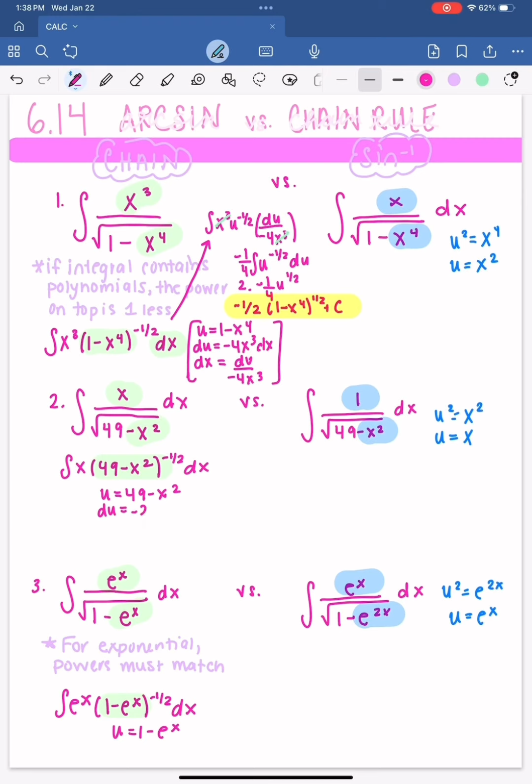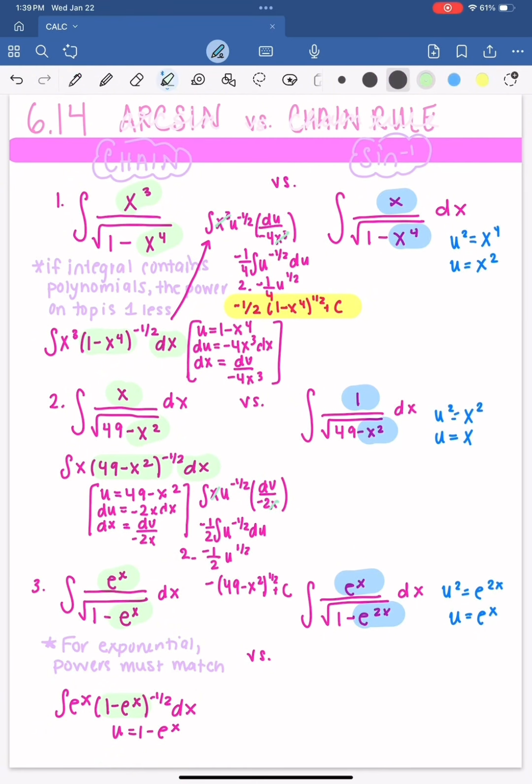Let's continue with the next one. du is going to be negative 2x dx. dx is going to be du over negative 2x. I like to put it in brackets. That's just how I organize. And we're only plugging in for what I highlighted in green because I can see right here my x's are going to cancel. Let's bring that negative 1/2 in front. We never want to lose it. And now we're just going to add 1 to the power, divide by the new power. And you're going to simplify that to be negative 49 minus x squared to the 1/2 plus c.